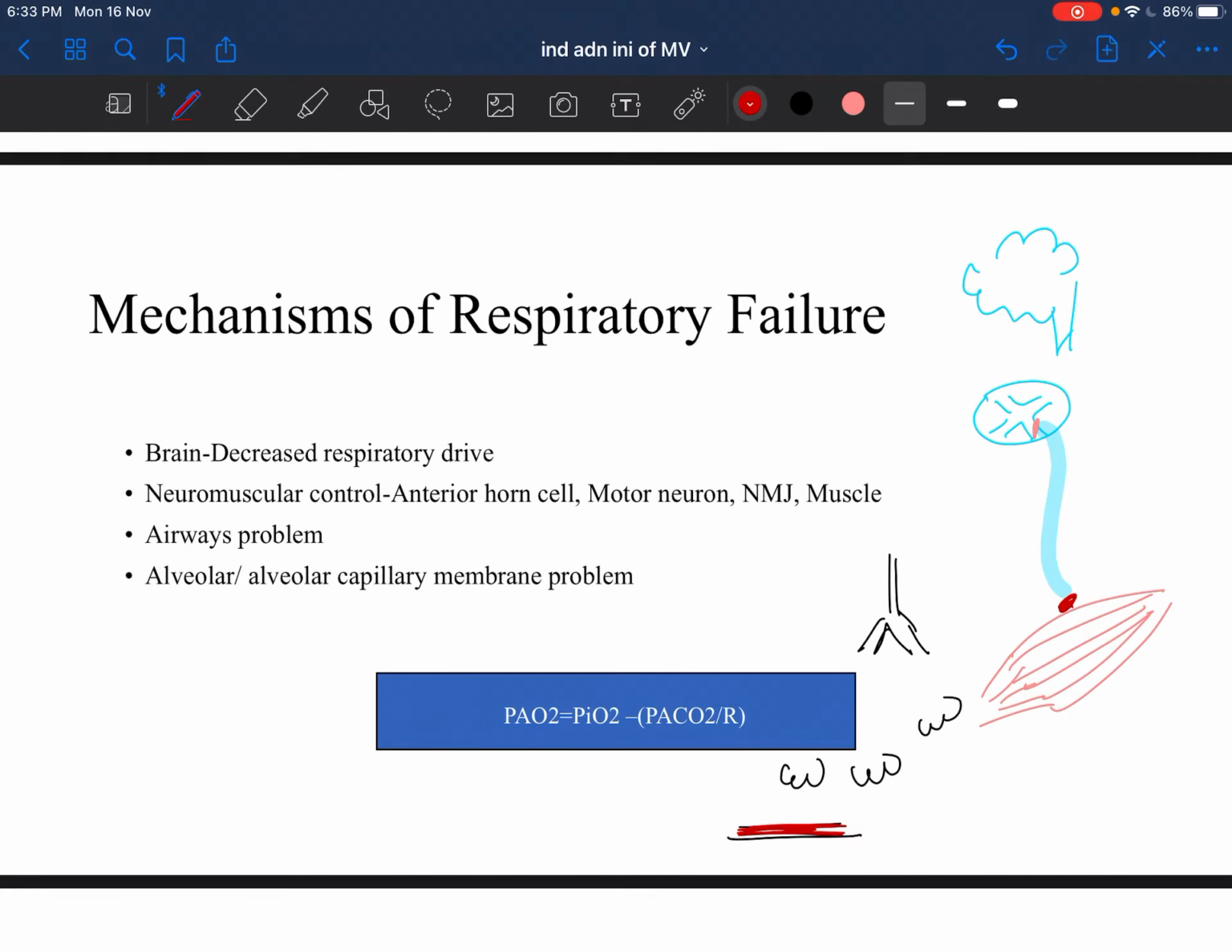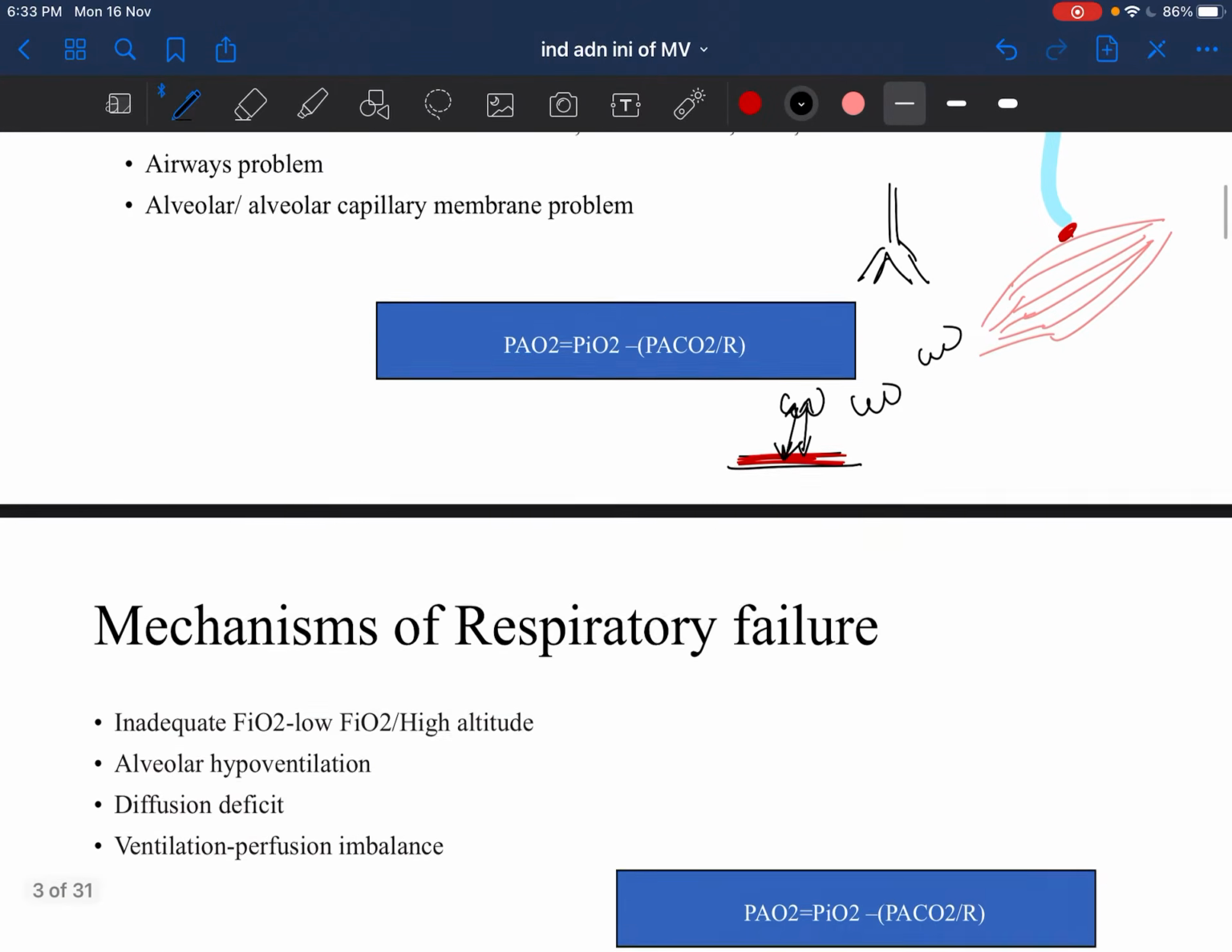So you have some amount of interstitium here, you have some amount of extra XYZ there. So all of them put together will form your alveolar capillary membrane. So if there is a problem in the membrane here, then again there can be a problem in oxygenation and ventilation. Correct? So all of these can put the patient into a respiratory failure ultimately.